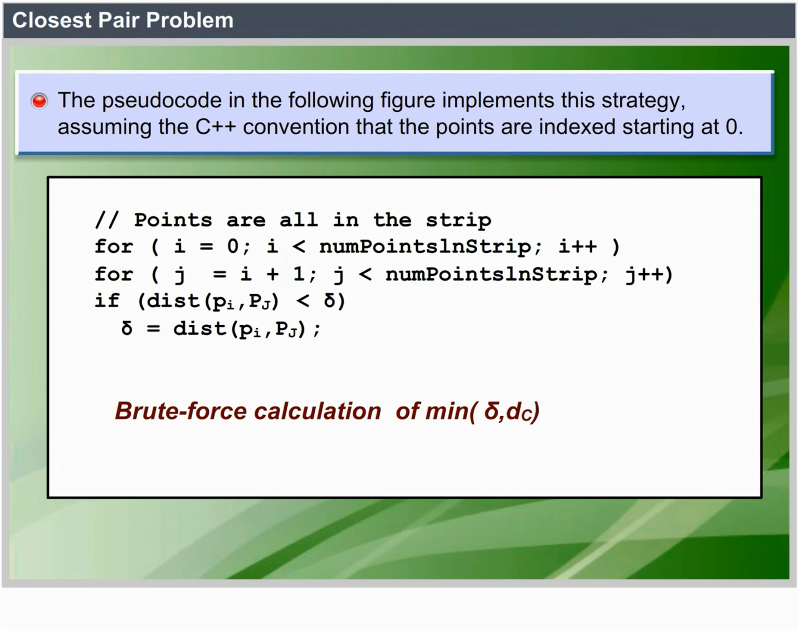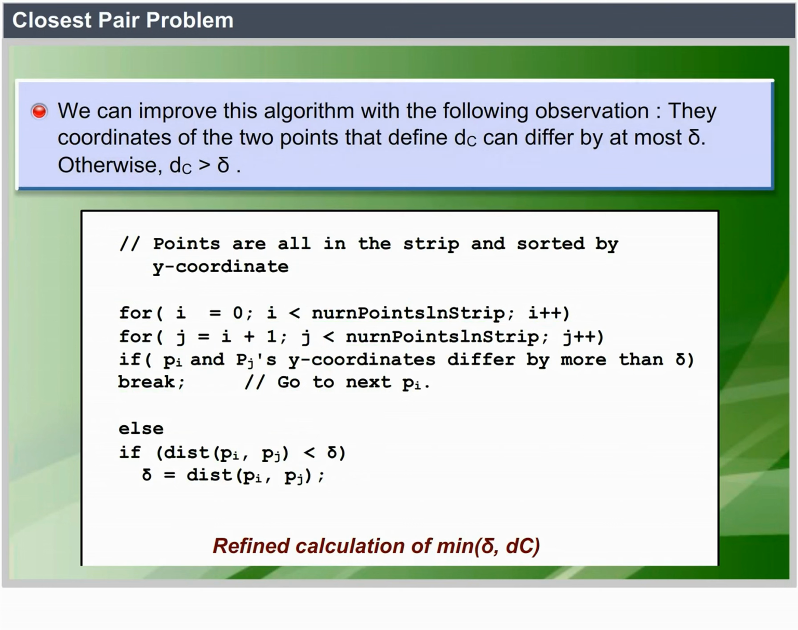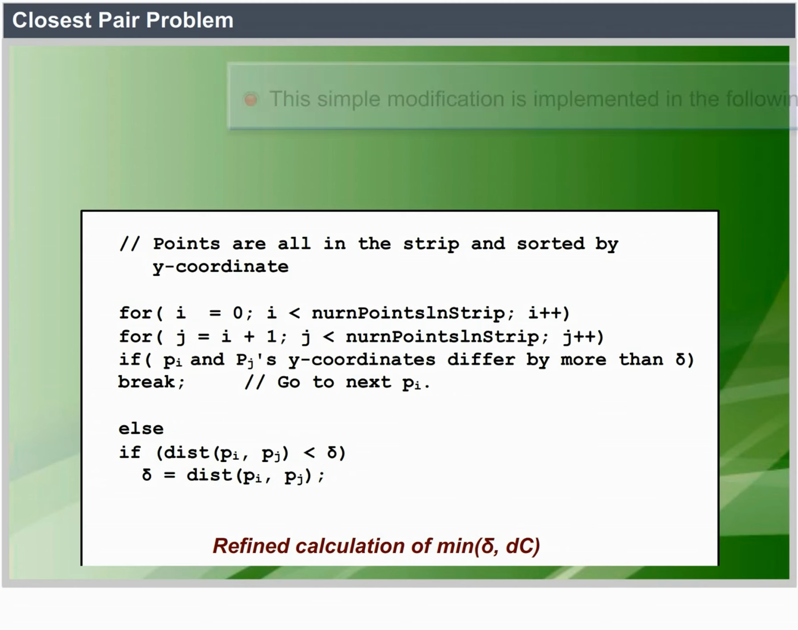In the worst case, all the points would be in the strip, so this strategy does not always work in linear time. We can improve this algorithm with the following observation. The y-coordinates of the two points that define DC can differ by at most delta. Otherwise, DC is greater than delta. Suppose that the points in the strip are sorted by their y-coordinates. Therefore, if Pi and Pj's y-coordinates differ by more than delta, then we can proceed to Pi+1. This simple modification is implemented in the following figure.